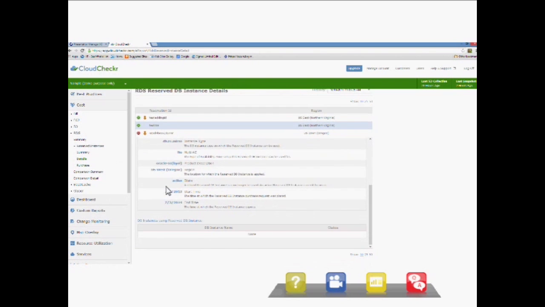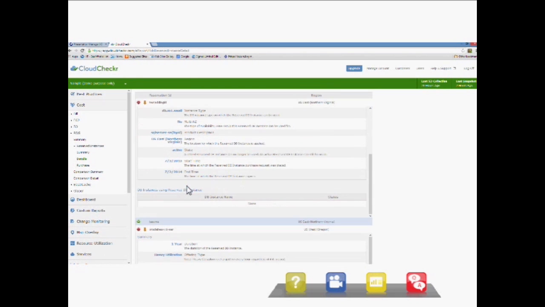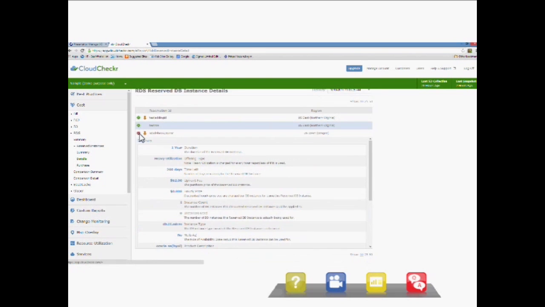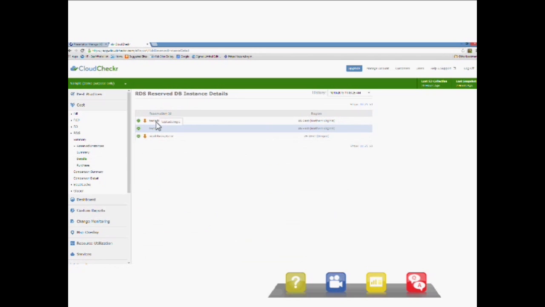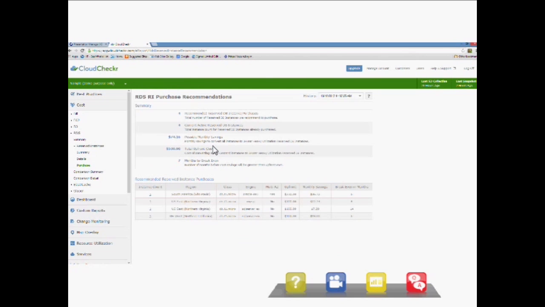I can see none of my DB instances are utilizing these. So I know I need to do something: either sell that on the marketplace, move instances that are in different availability zones into this one, or resize instances to take advantage of these reserved instances. And on the other side, what do I have to purchase? These are the specific purchases that I need to make to minimize my costs around RDS.